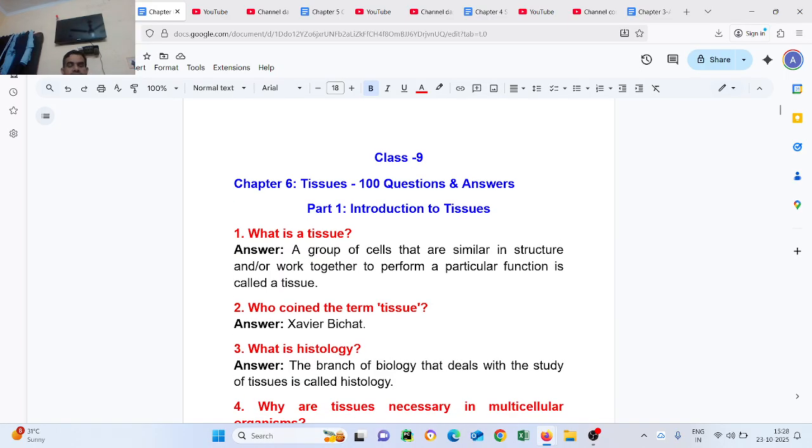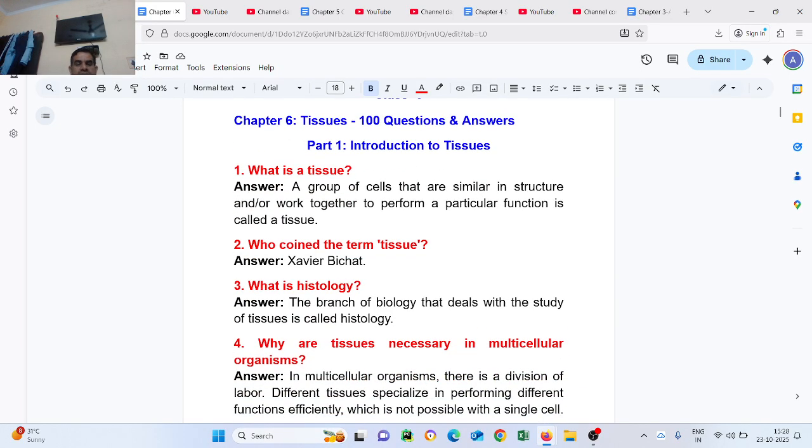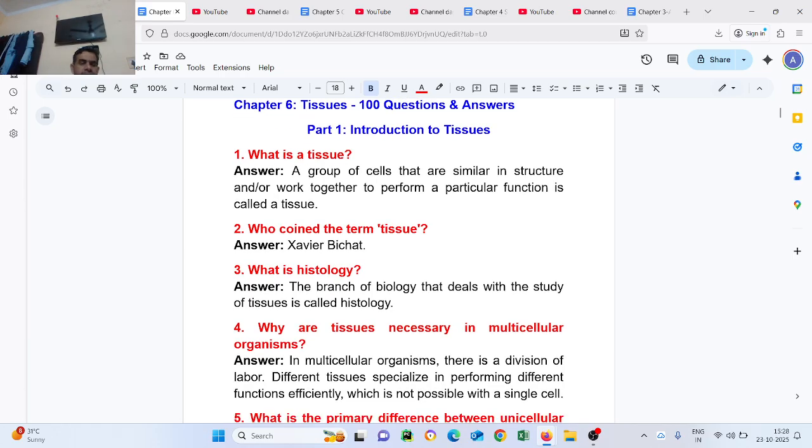Question number 2. Who coined the term tissue? Xavier Bichat coined the term tissue. Question number 3. What is histology? The branch of biology that deals with the study of tissue is called histology.